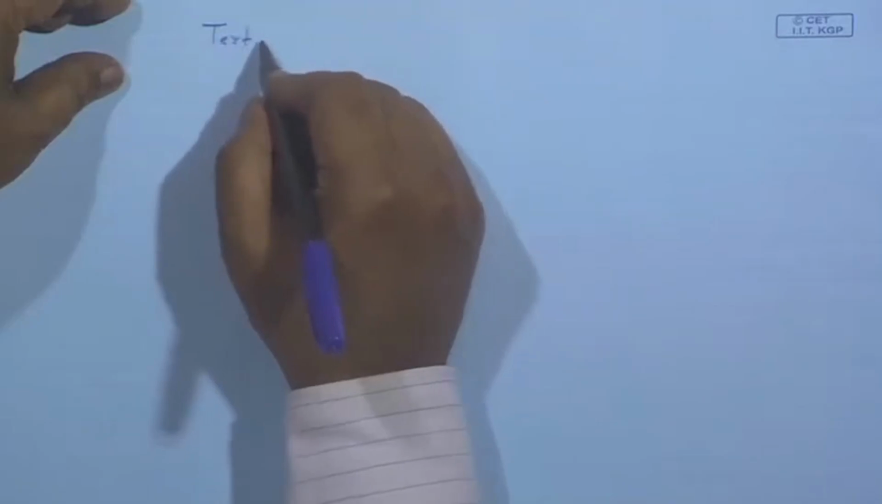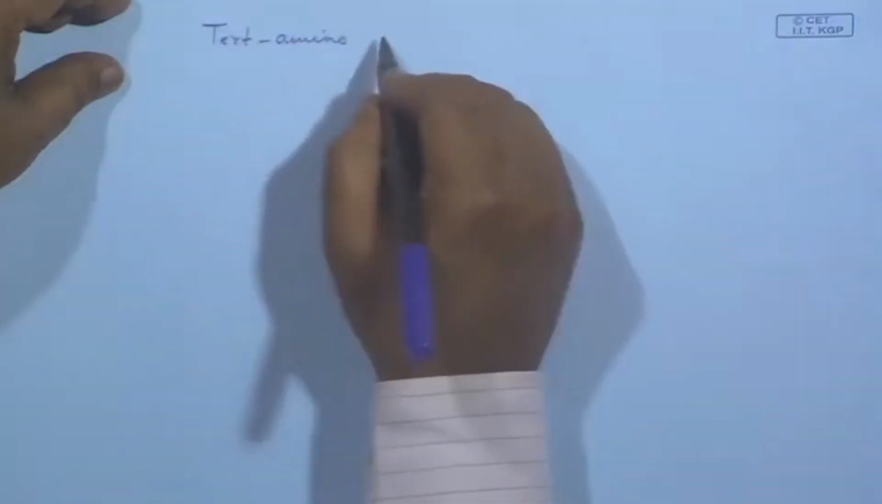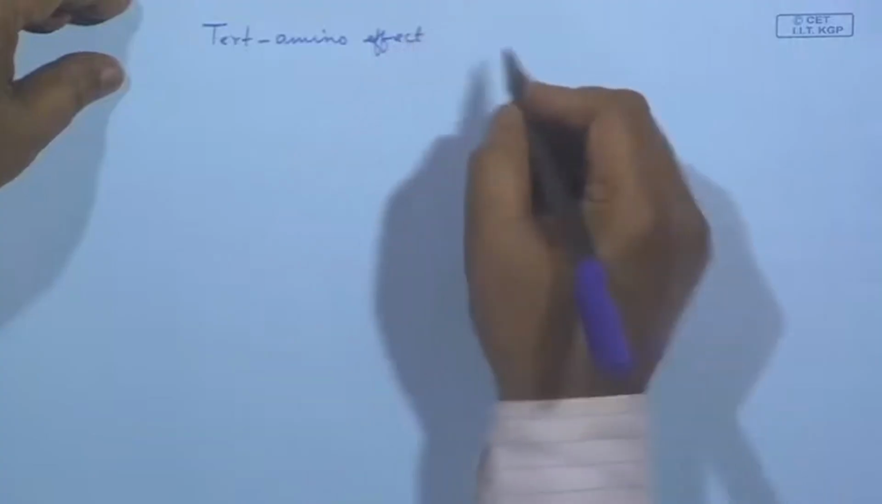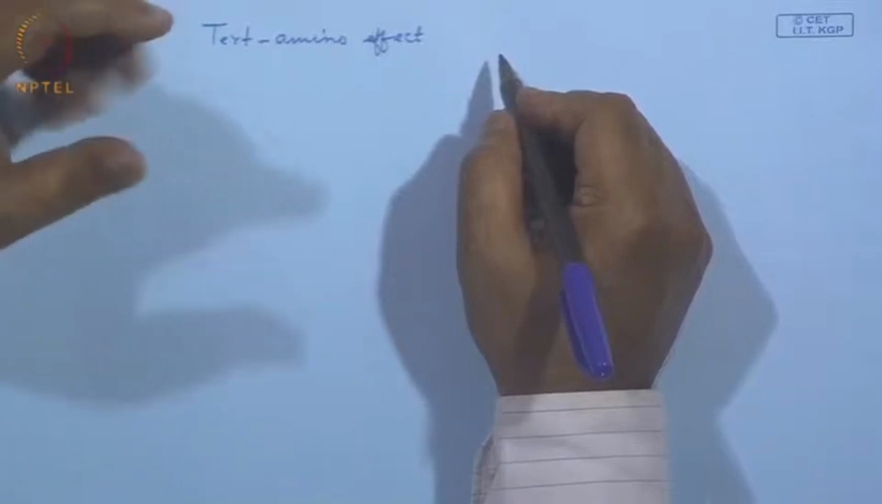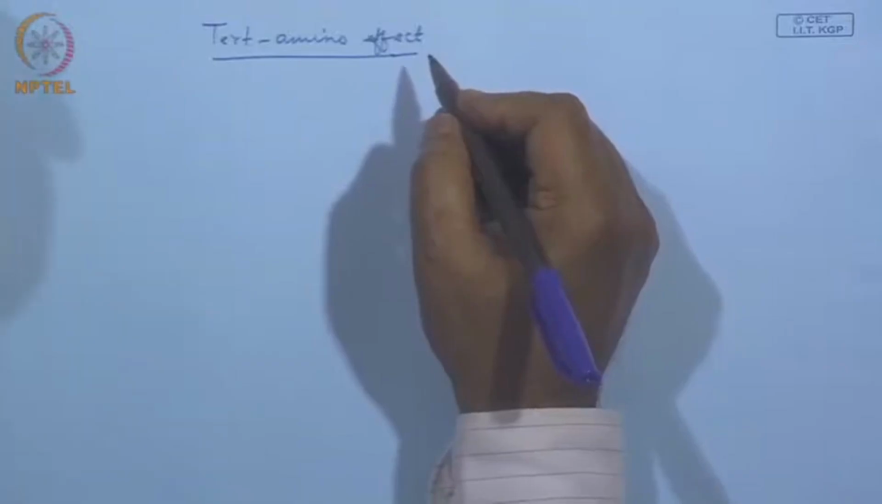So, today's topic would be Tert-amino effect, and some people say Tert-amino effect reaction. That means this effect has been converted to reactions, and the reactions have been very useful in synthesizing fused heterocycles. Along with that, we will also talk about a little bit of these oxygen heterocycles and some miscellaneous variants of the original Tert-amino effect.